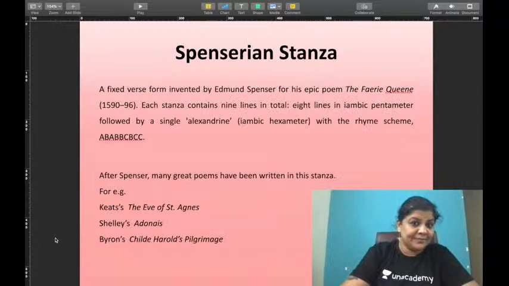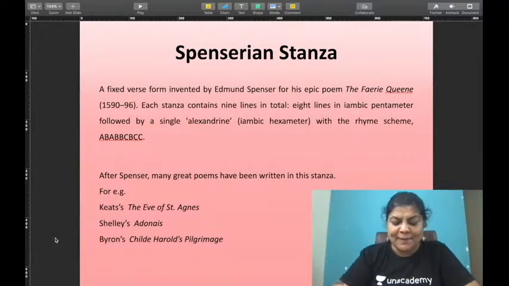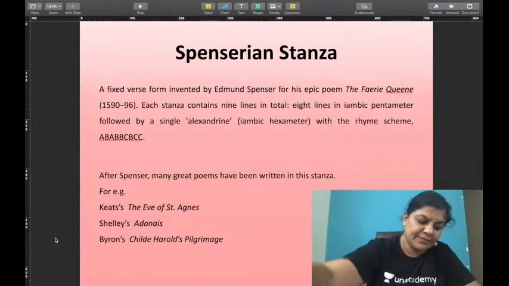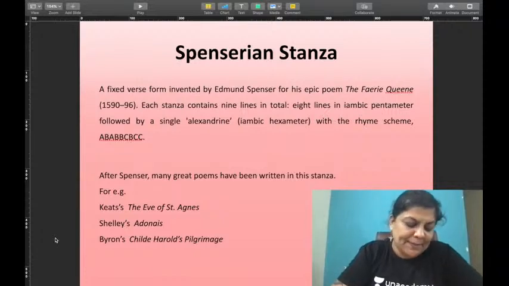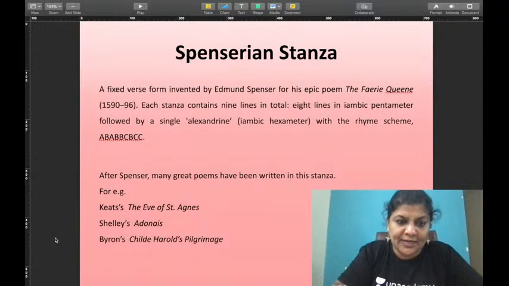Okay. Spenserian stanza, what does it mean? Take 8 lines of iambic pentameter or Ottava rima. Add one alexandrine to it, that is Spenserian stanza. 8 lines of iambic pentameter plus 1 long alexandrine. Clear?